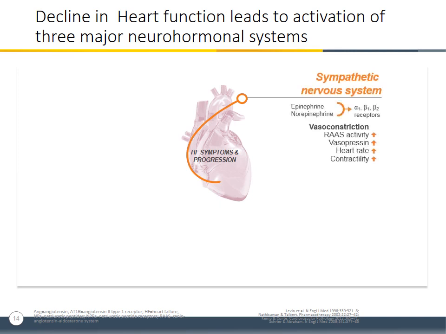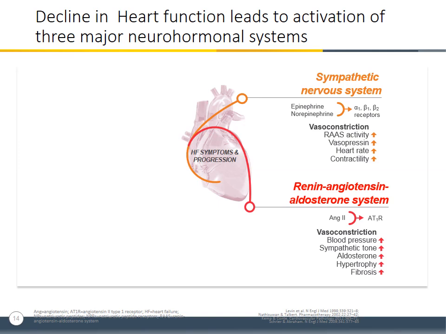So there are three major neurohormonal systems controlling a heart failure patient. Number one is the sympathetic nervous system. There are alpha 1, beta 2 receptors. Vasoconstriction will happen. RAS activity, what is RAS? Renin, angiotensin, aldosterone system is higher up. Vasopressin rises. Heart rate rises. Contractility rises.